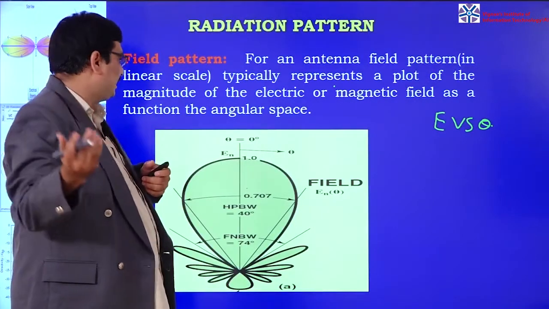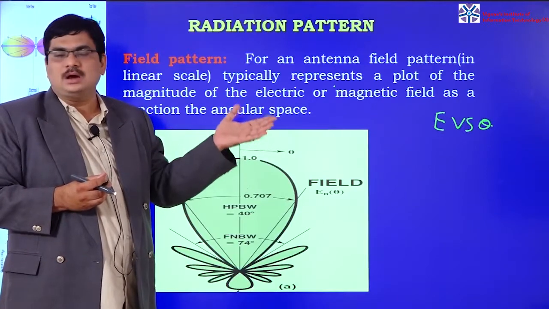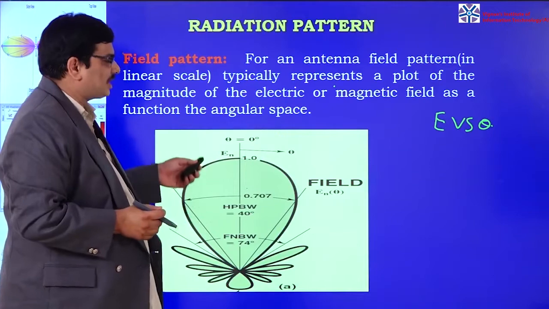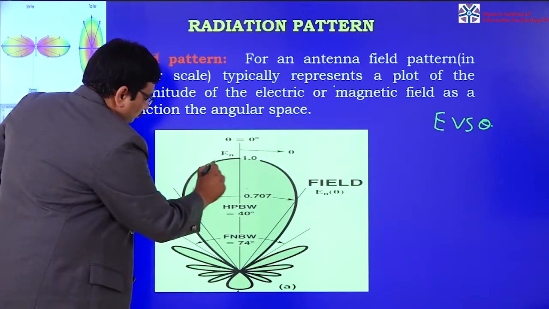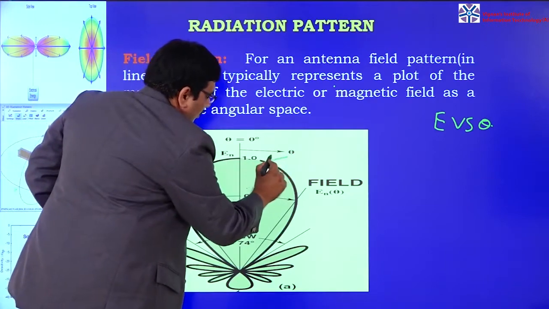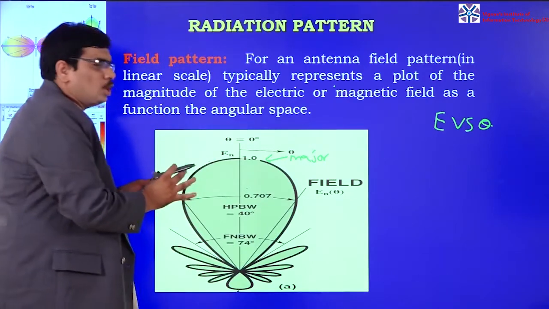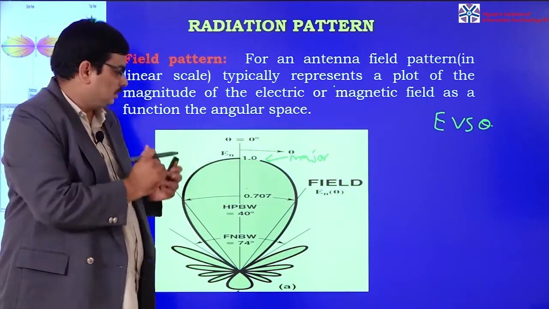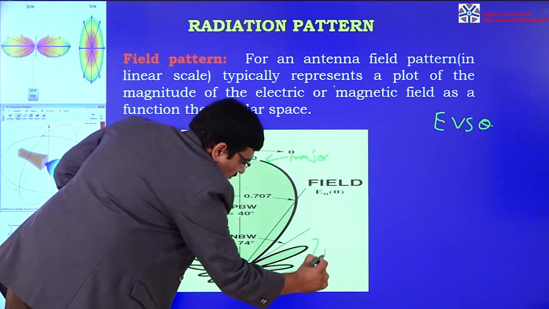Electric or magnetic field as a function of angular space, that is theta or phi. Suppose this is a polar plot of a radiation pattern here. So this beam is called the major lobe. The major lobe indicates the maximum radiation of your antenna.